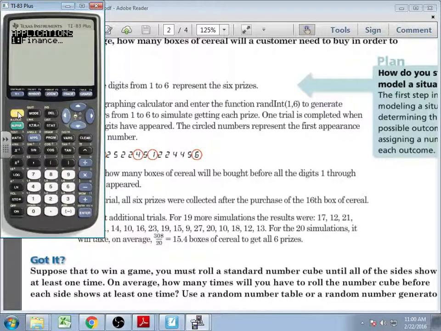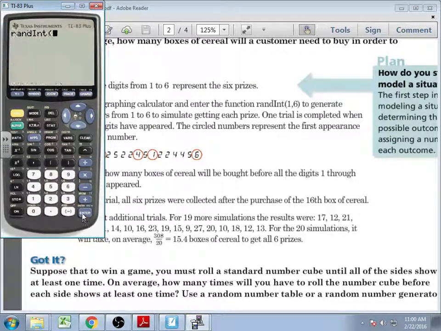You go to math and then probability, and then random integers. Yeah, there we go. There are different routes to get into it. If you go to apps, your apps might be different than mine. All right: math, probability, random integers.